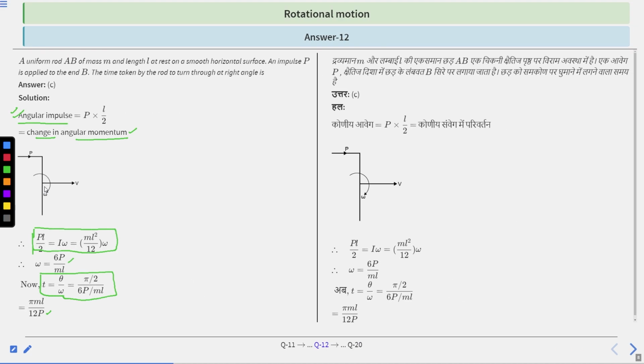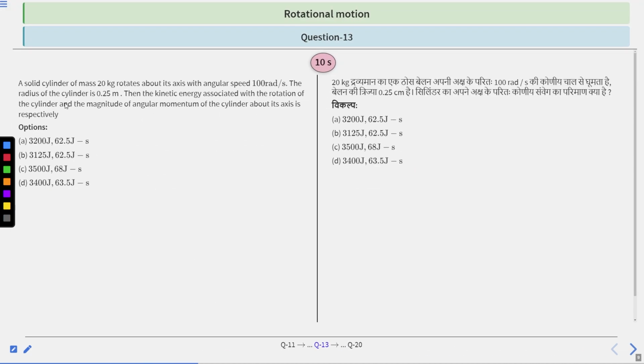Next question. Question 13. A solid cylinder of mass 20 kg rotates about its axis with angular speed 100 radian per second. The radius of the cylinder is 0.25 meter. Then the kinetic energy associated with the rotation of the cylinder and the magnitude of angular momentum of the cylinder about its axis are, respectively? So the question asks about the angular momentum of the cylinder about its axis.